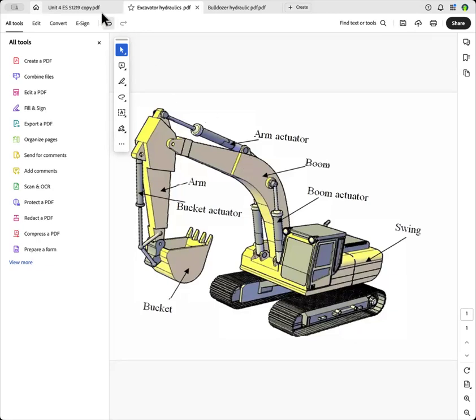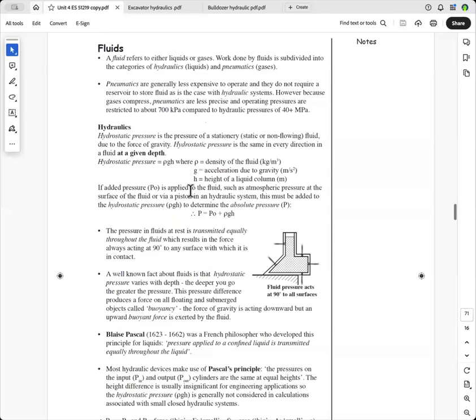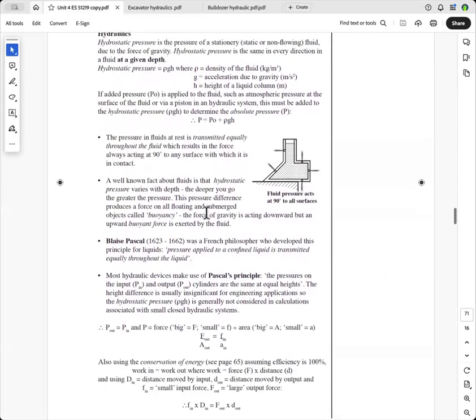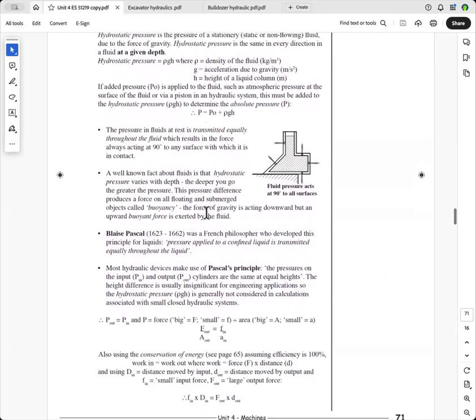will have obviously the strong direction of these cylinders pushing up there. So let's just get back and have a look at these formulas that we're looking at. So hydraulic devices make use of Pascal's principle. That means the pressure on the input side is the same as the pressure on the output side.